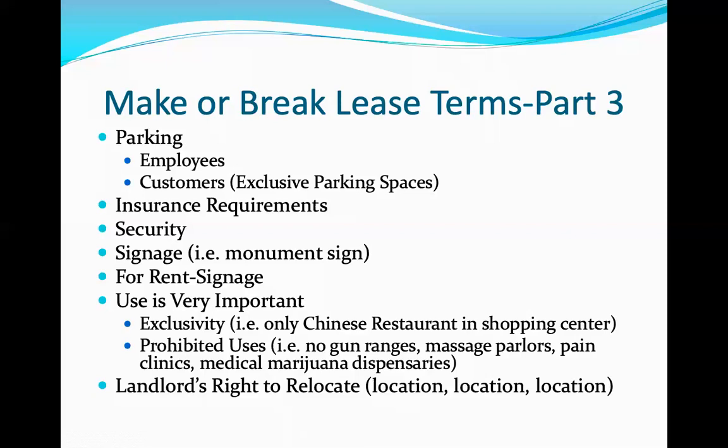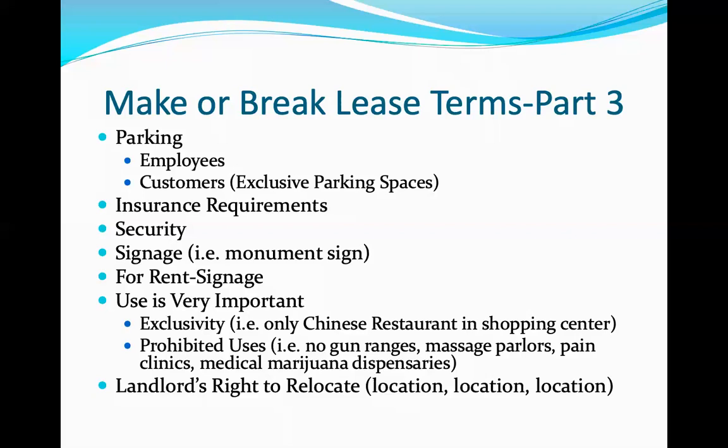The other issue that a landlord always wants to stick in there is a right to relocate your business. And as a tenant, you don't want that, because as I mentioned on the slide, it's location, location, location. Now, the counter to that is that you can negotiate into the lease that if the landlord wants to do that, they have to pay your expenses.